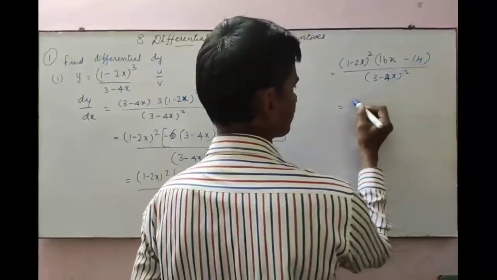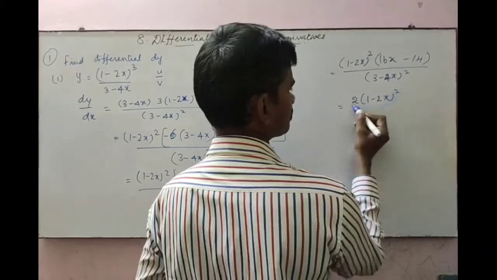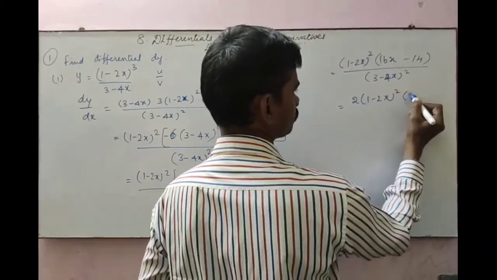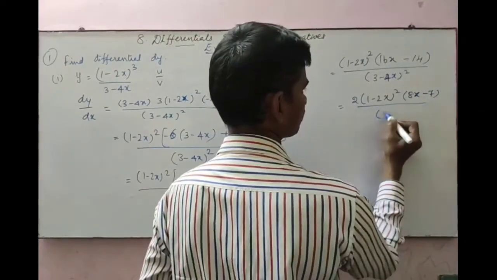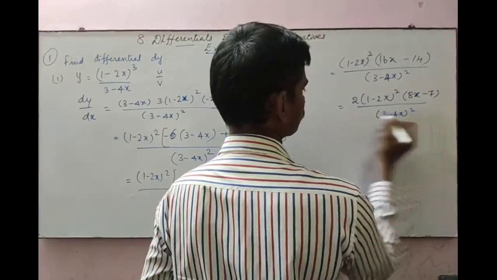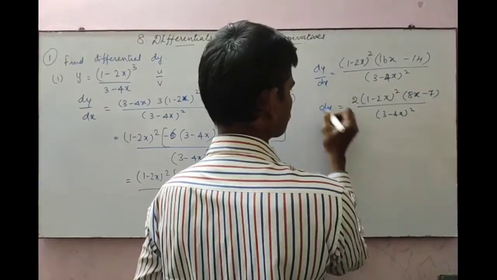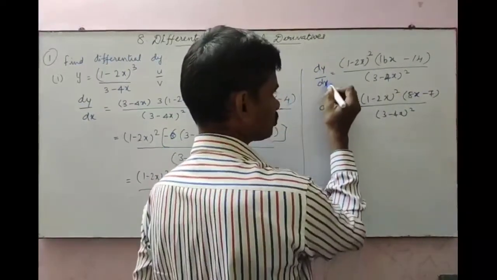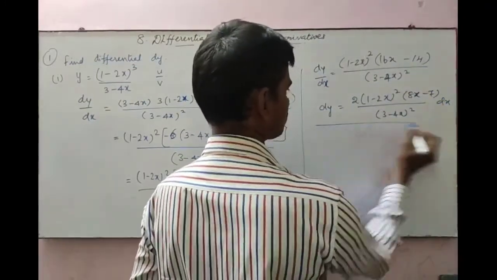In these two terms you can take the 2 as common. So the remaining term is 2 into (1 minus 2x) into (8x minus 7), whole divided by (3 minus 4x) whole square. So this is dy by dx, but they ask you to find the dy. So you cross multiply, you take this dx to the right side. This is the differential dy.